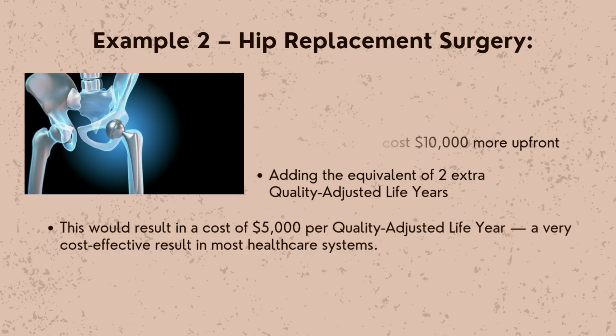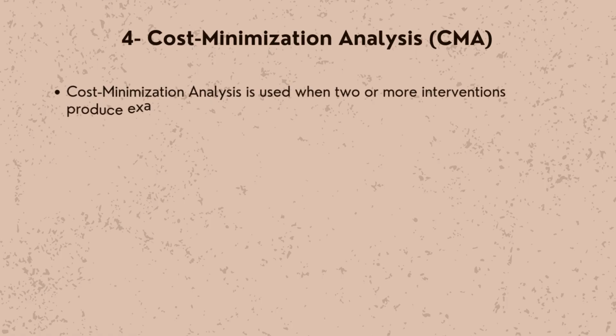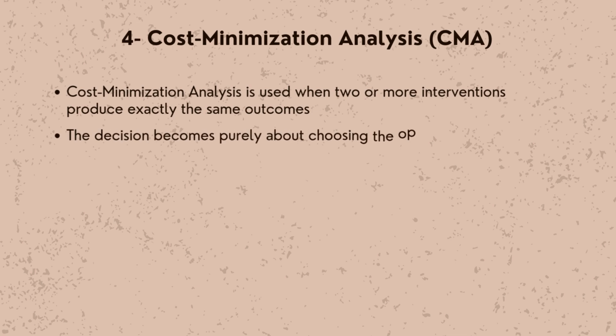Finally, let's talk about cost minimization analysis, the simplest of all economic evaluation models, but also one that only applies in very specific situations. Cost minimization analysis is used when 2 or more interventions produce exactly the same outcomes, meaning they have equivalent effectiveness and safety profiles. Since the outcomes are the same, there's no need to measure quality-adjusted life years or other benefits. The decision becomes purely about choosing the option with the lowest total cost.